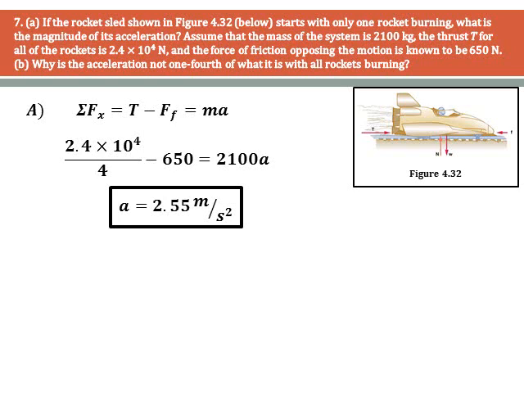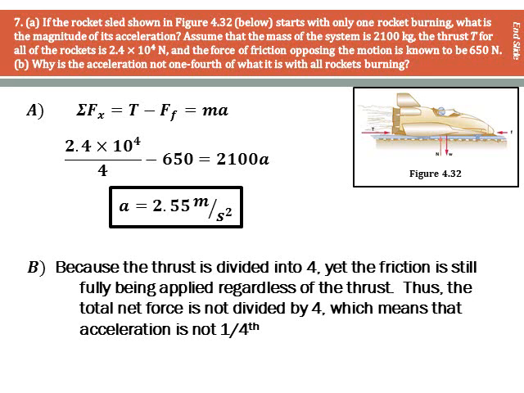Now part B asks, why is the acceleration not 1/4 of what it was with all the rockets burning? And that's because the thrust is divided by 4, but we still have the full amount of friction. If we look at the equation, the thrust is divided by 4, but not the friction. The friction is going to be 650, whether all the rockets are thrusting or only one is thrusting. So that means the acceleration is actually going to be a little bit less than 1/4 because we have the full force of friction. If we divided the force of friction by 4, then yeah, we'd have exactly 1/4.